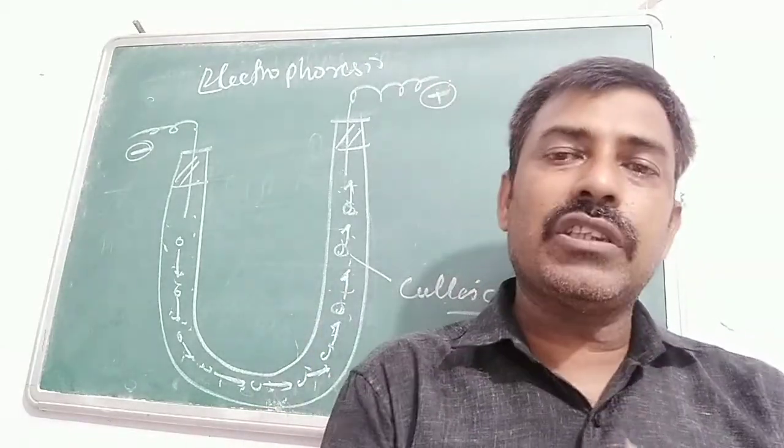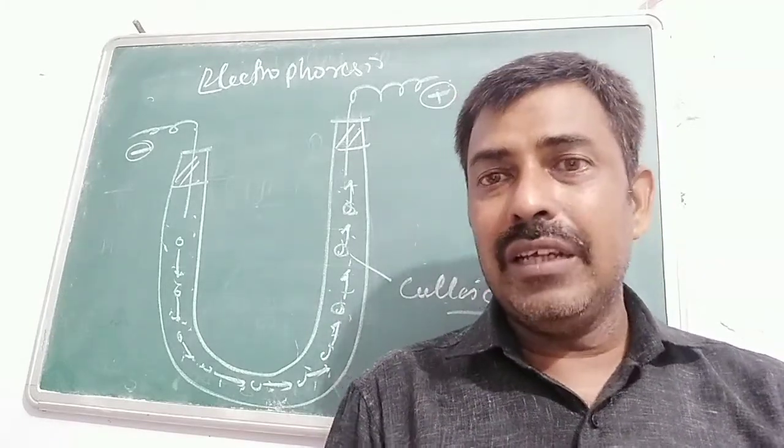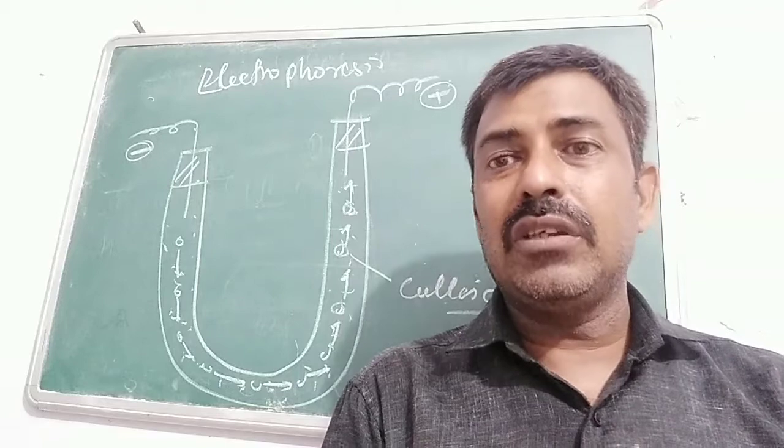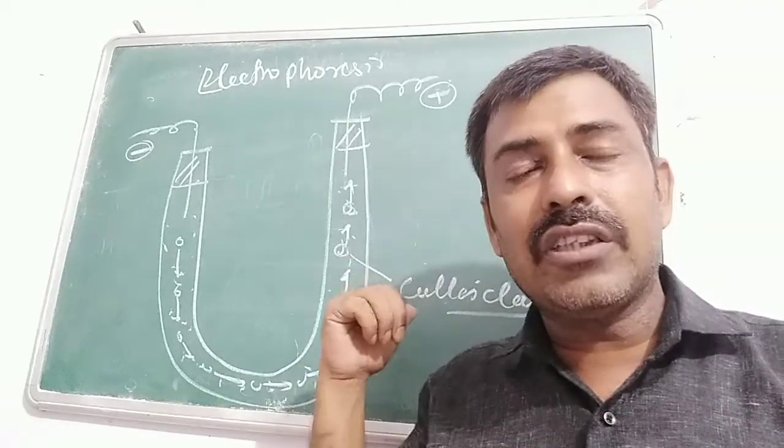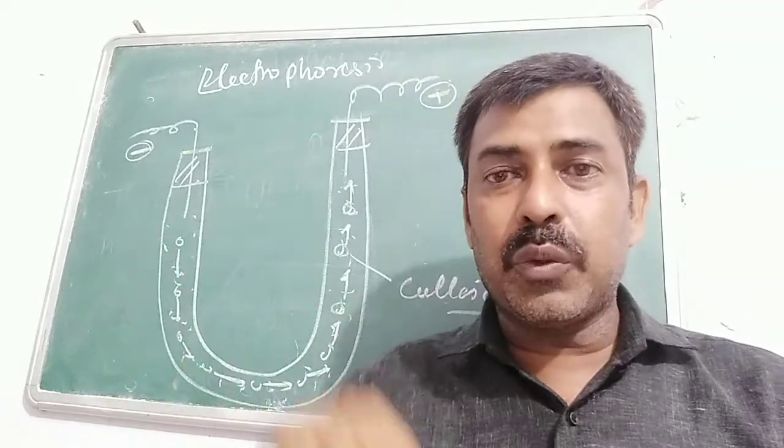Then what is electrophoresis? When you are asked, you will say that electrophoresis is the process in which, when we put a colloidal solution in a U tube and pass a current, we find that all the colloidal particles move towards a specific pole.